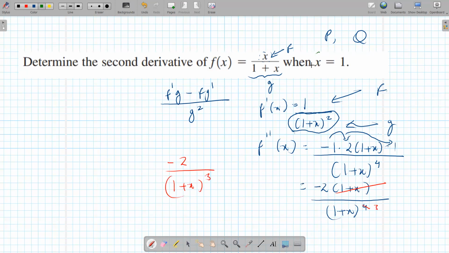And they want the actual number. They've given you a value of x, just plug x in there. You get -2 over 2 cubed, which is 8. So you get -1 over 4 as the final answer. Okay.